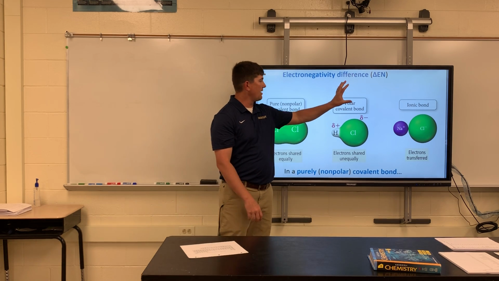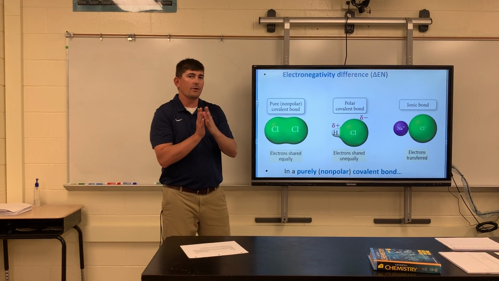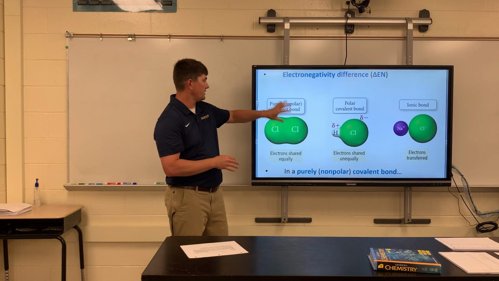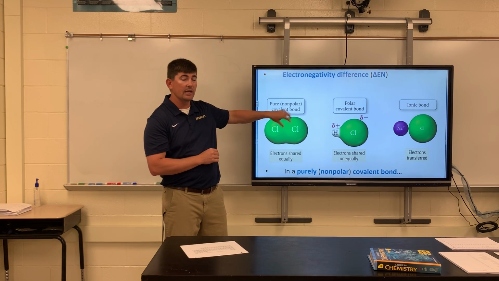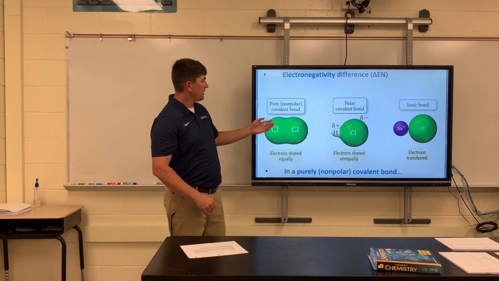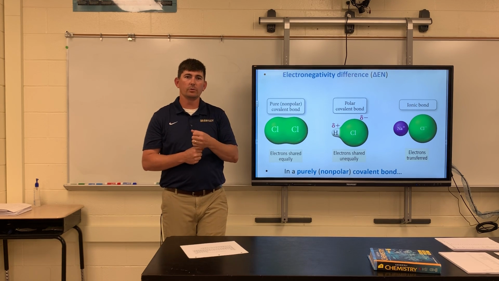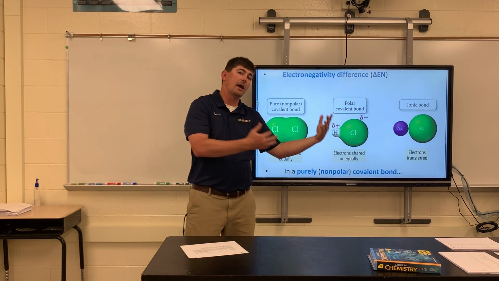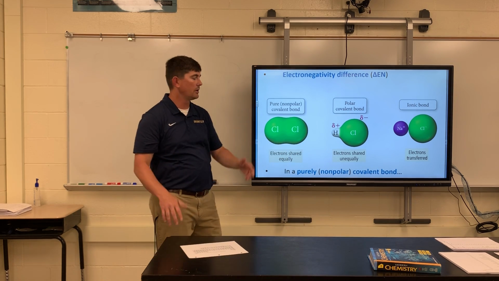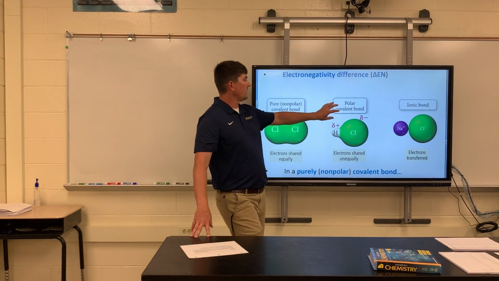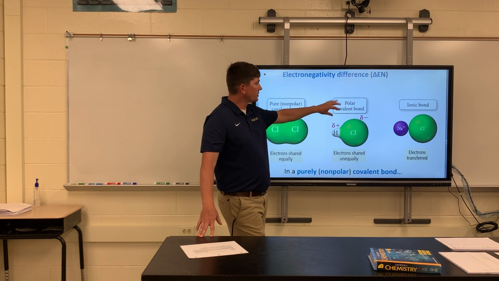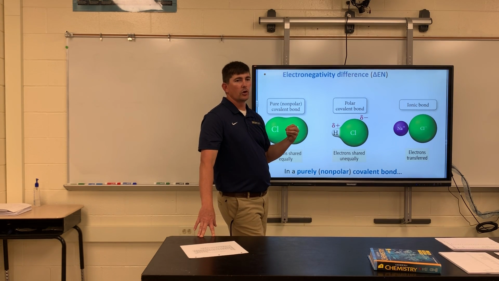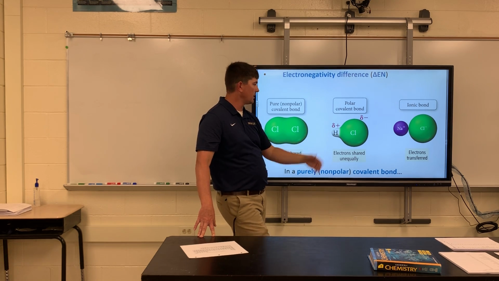And then we have polar covalent, which means there is an unequal sharing of electrons. In the nonpolar case, they're sharing the electrons equally, however many they're sharing. In the case of these two chlorines, they would just be sharing 2 electrons, and they would be sharing them equally. So they would be spending as much time around one atom as the other. When we get to a polar situation, you're going to have a great enough difference in electronegativity that they're not equally sharing the electrons.